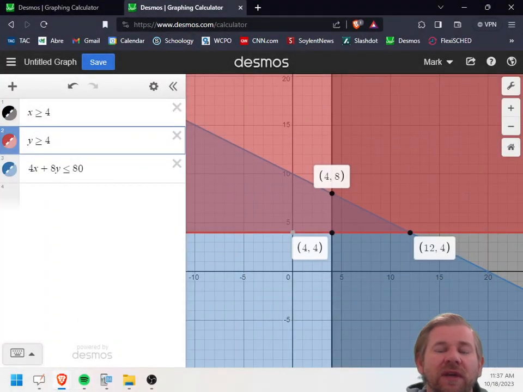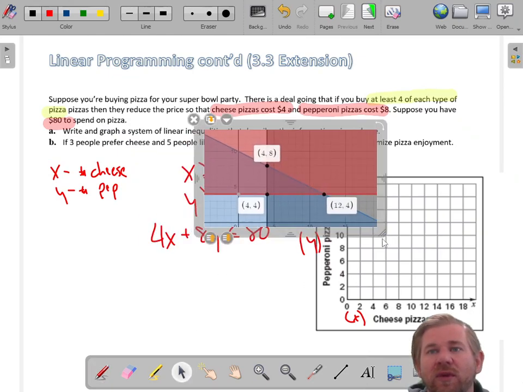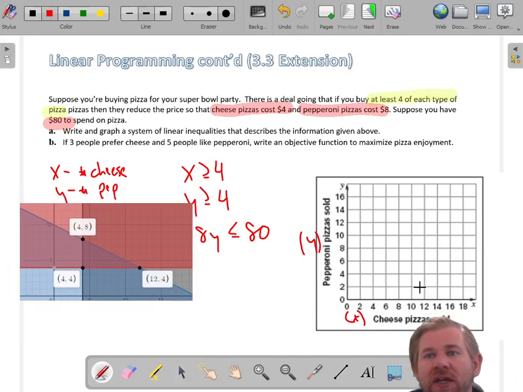So what you really need to draw in your graph is the feasible region, because those are the points that you care about. Okay, and you can actually put the dots, because since I have this labeled, 12, 4 is right here, 4, 8 is right here, and 4, 4 is right there. That's what I care about. That's the feasible region. Okay?